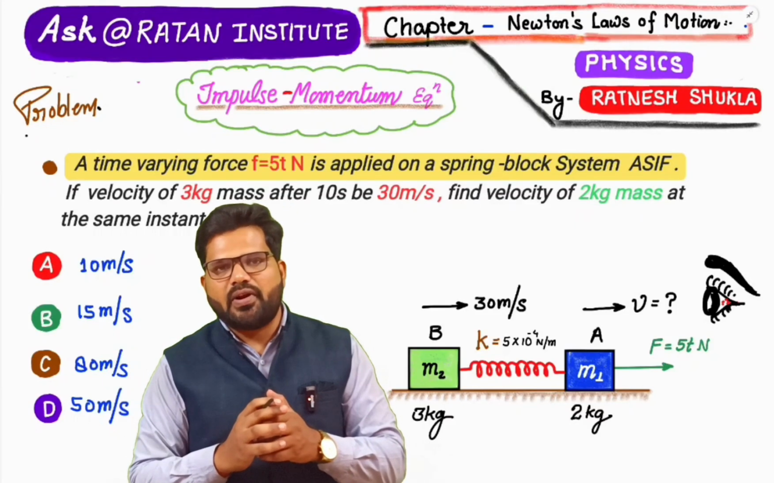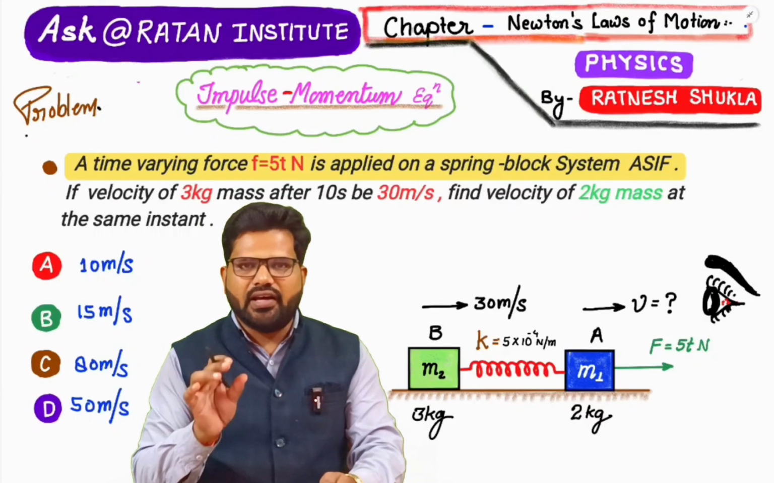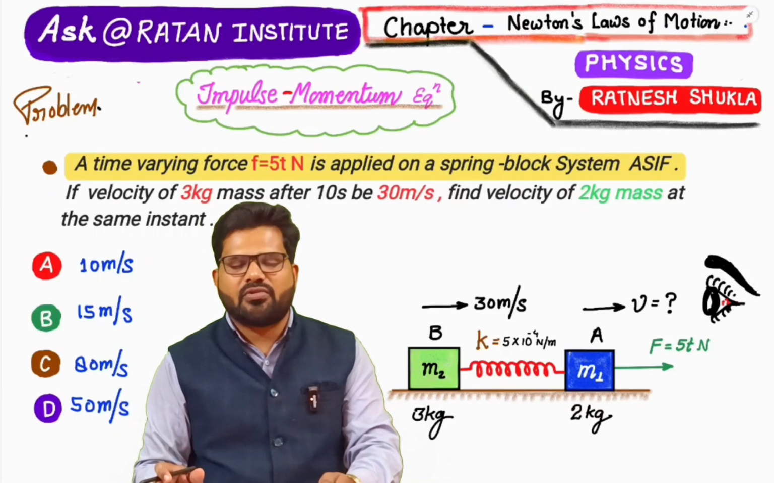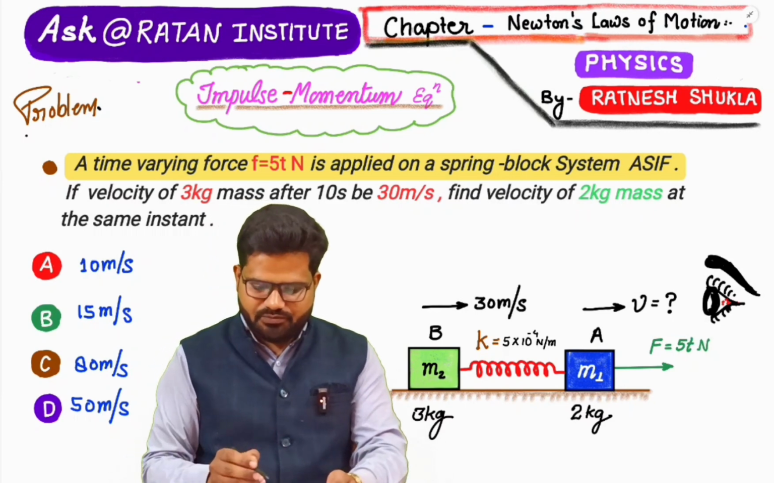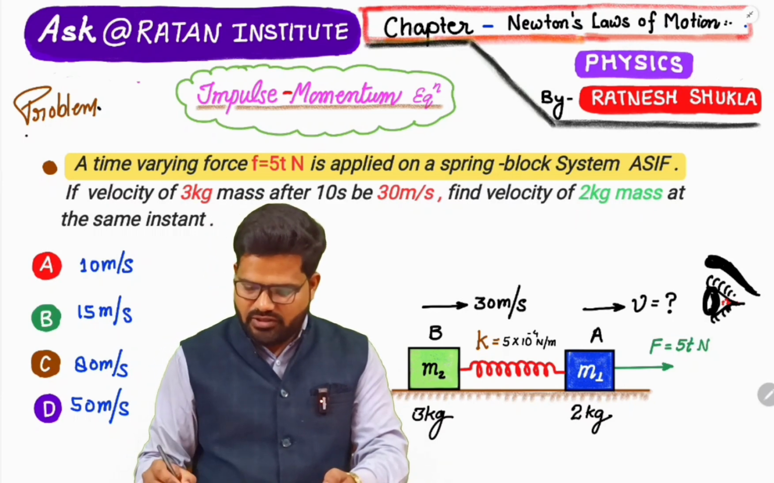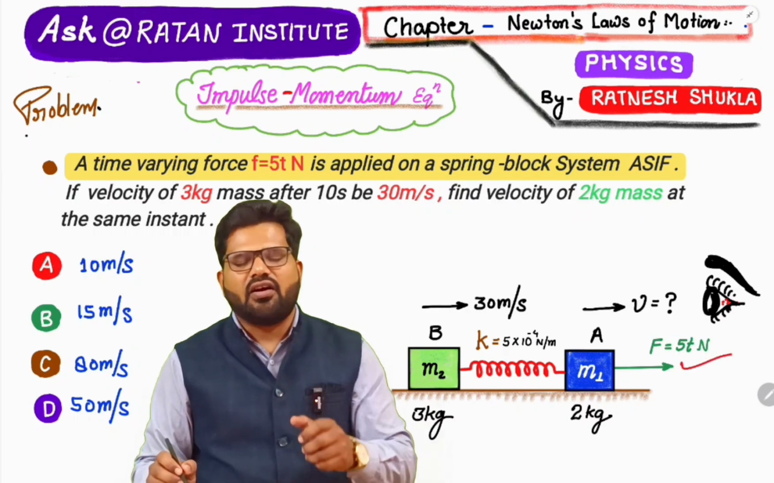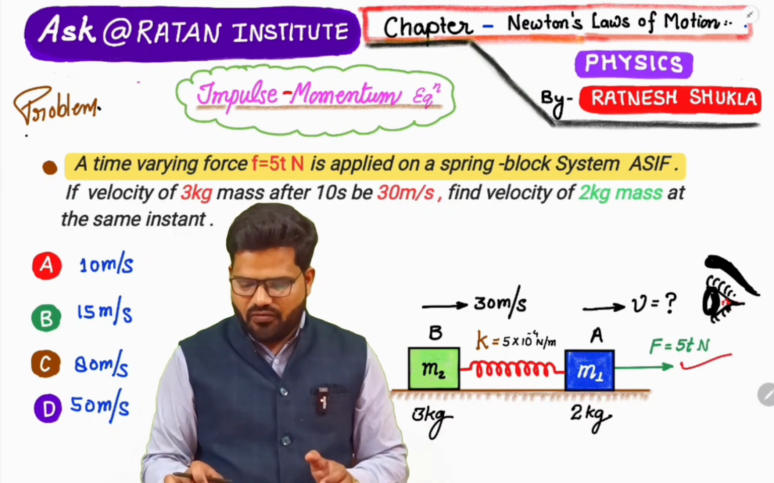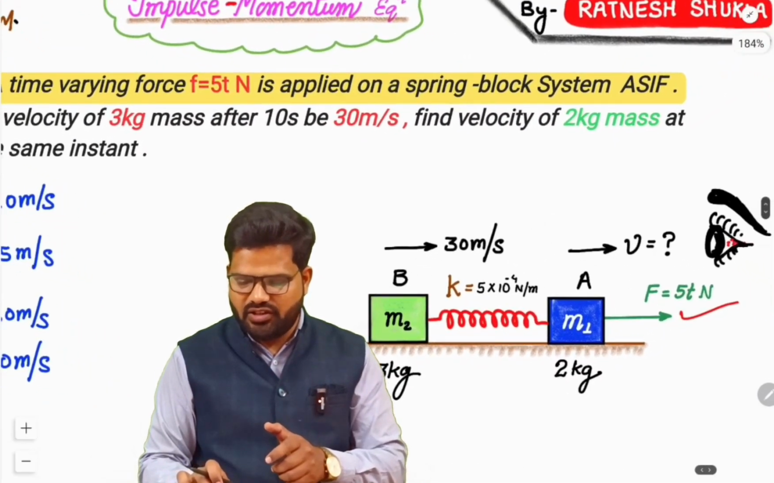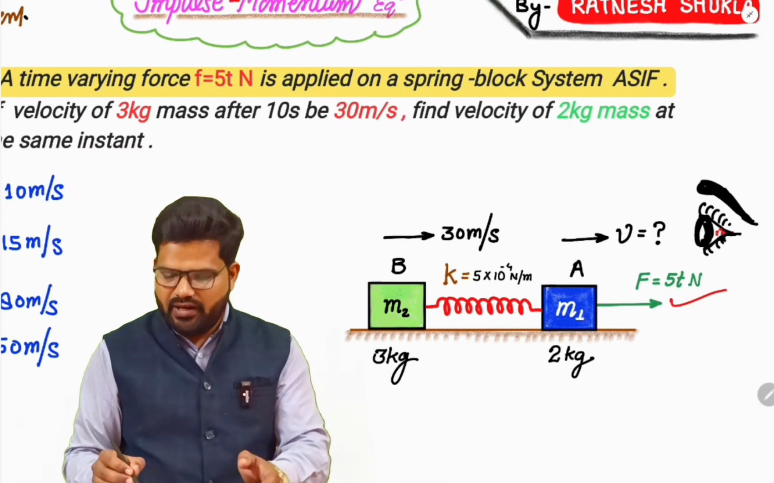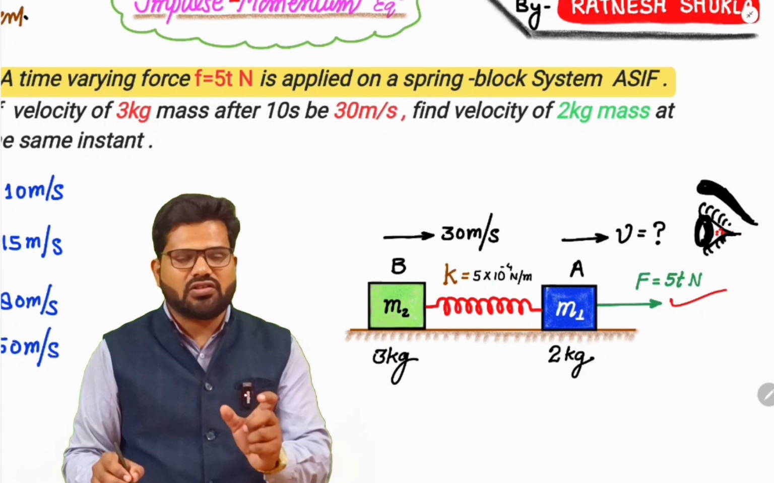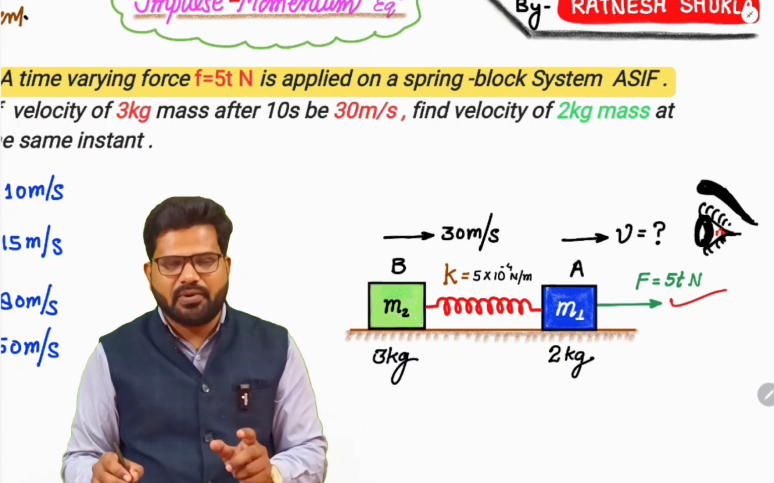Do you know how to apply the impulse momentum theorem and what is the concept of the center of mass? Actually, then have a look at this question. A time varying force F equals 5t Newton is applied on a spring block system of two bodies A and B. You can see in the figure a force of 5t Newton is being applied on two blocks which are connected by a spring.